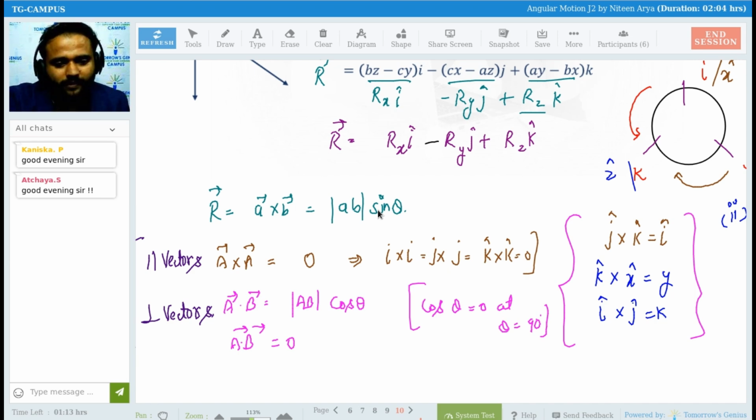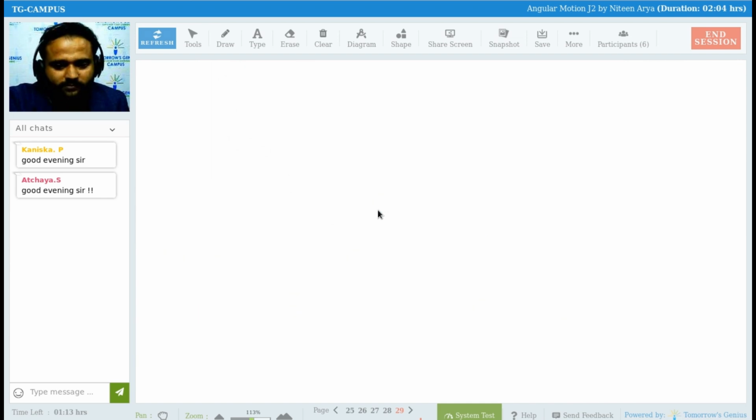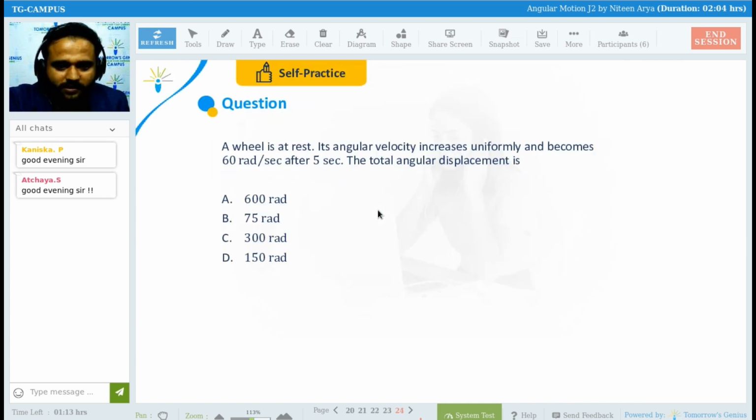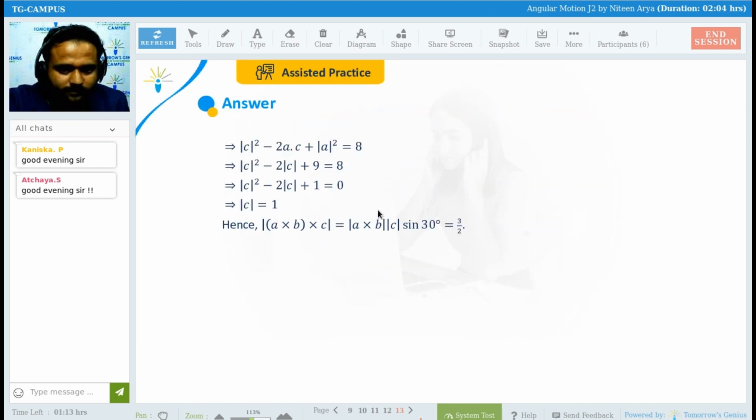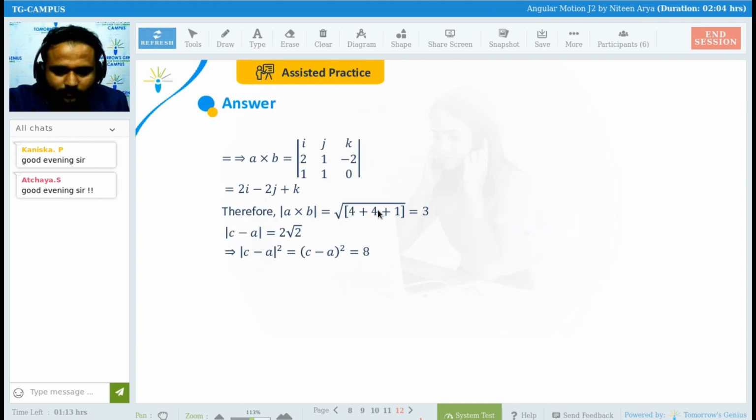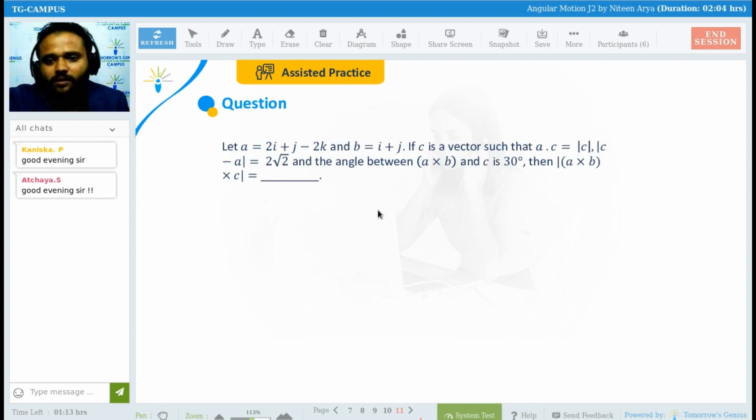So now, related to this vector topic, we have a question. A is given, B is given. If C is a vector such that A dot C equals C, and C minus A is given to you, and the angle between A cross B and C is 30 degrees, then you need to find A cross B cross C.